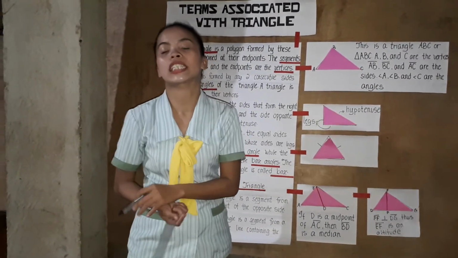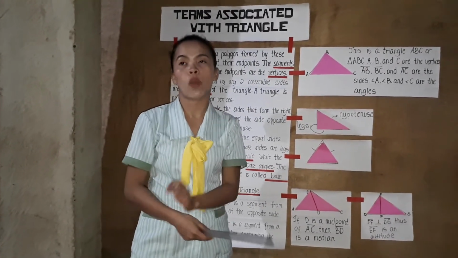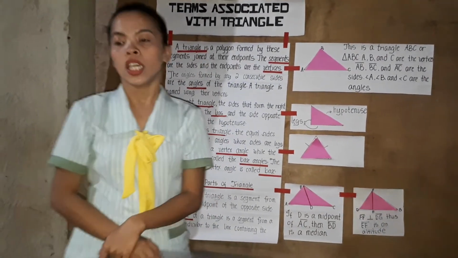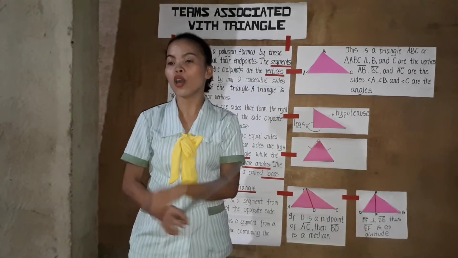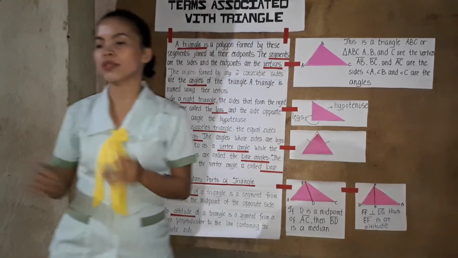Okay, please get your activity number 20. And then start. I will give you 15 minutes to answer. Okay, time's up. Let us check your paper. Okay, so who got a perfect score? Okay, very good. So you're really smart. Very good. That's very good.